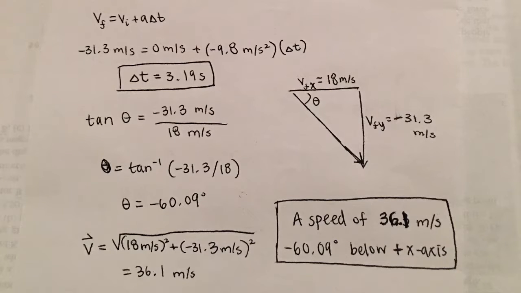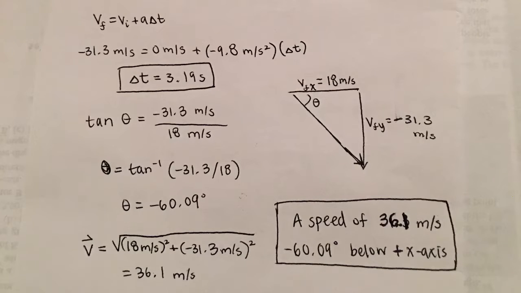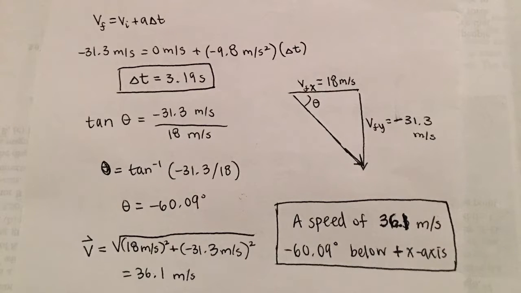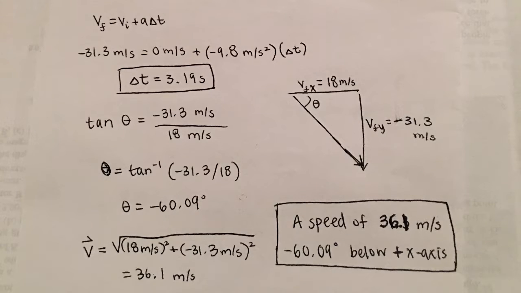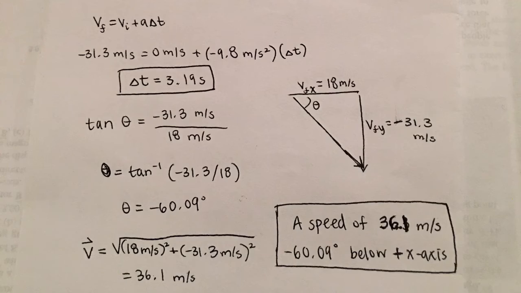So overall in this problem, you got that the change in time equals 3.19 seconds, and there is a speed of 36.1 meters per second, negative 60.09 degrees below the positive x-axis.